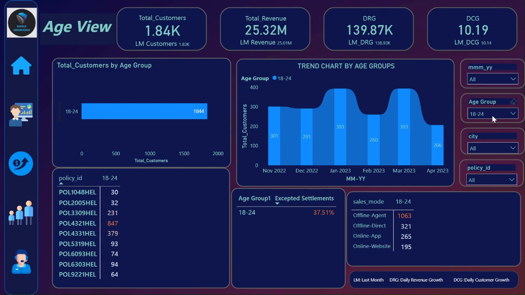Looking at settlement performance, for 65 and above we have to settle, meaning we should focus on the 65 plus. And if we want to gain more customers, we have to focus more on 18 to 24 also.